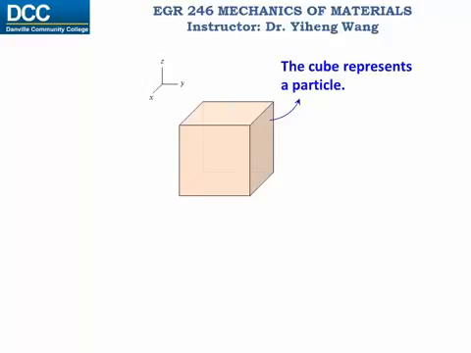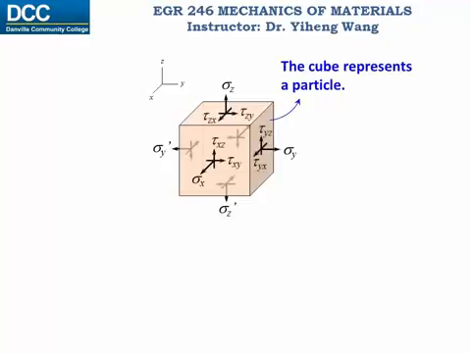We all know that a cube has 6 surfaces: top, bottom, front, back, left, and right. Therefore, on each surface there is a normal stress sigma that is perpendicular or normal to it, and also 2 shear stresses tau that are tangential to it. We call this the general state of stress of a particle.